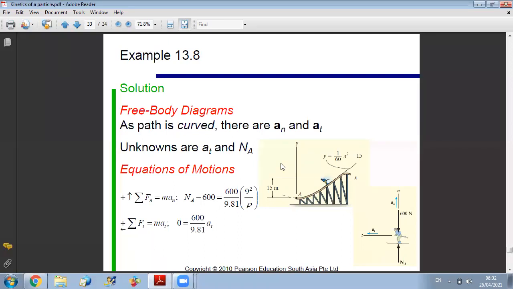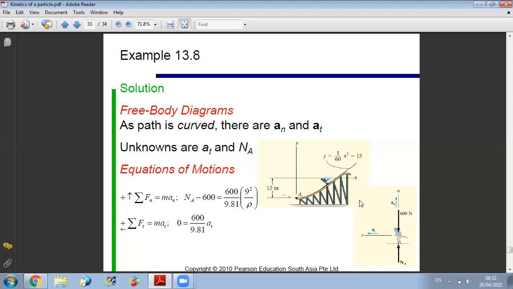While if you use normal tangential coordinates, then an can be written as v squared over rho, and v is given at A, and rho you can find from the equation of your path. This is why always, if you know the equation of your motion, then it's better to use UN UT, because in UN UT, knowing the radius of curvature will directly give you an, which will reduce the number of unknowns. While if you write your system in x and y, you will have, instead of one unknown, which is at, you will have ax, ay, which will complicate the analysis.